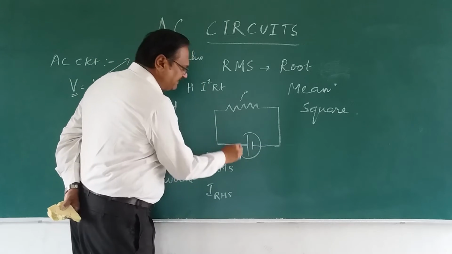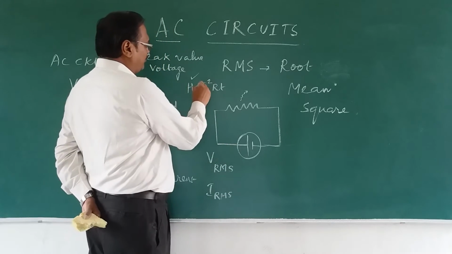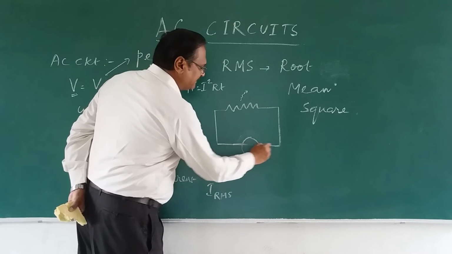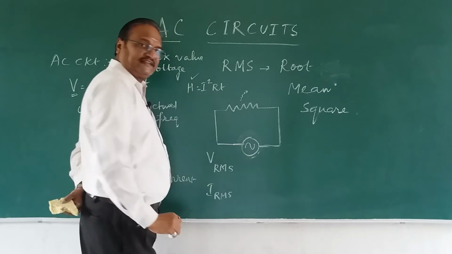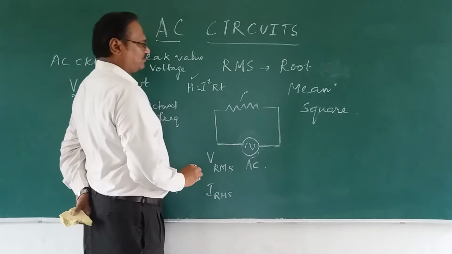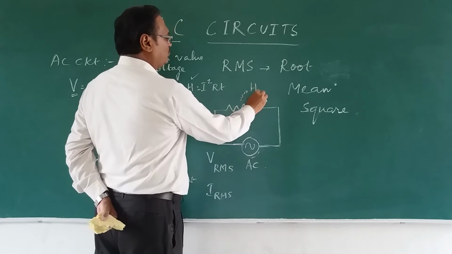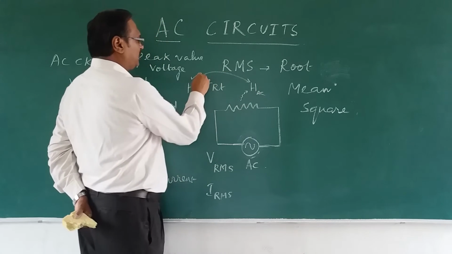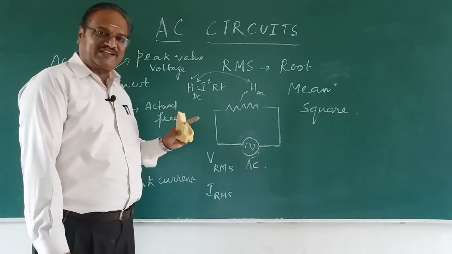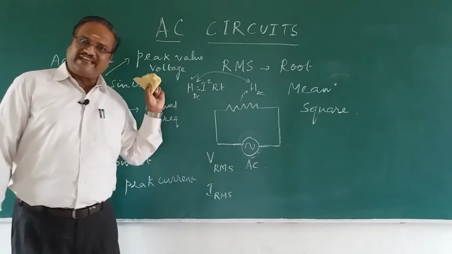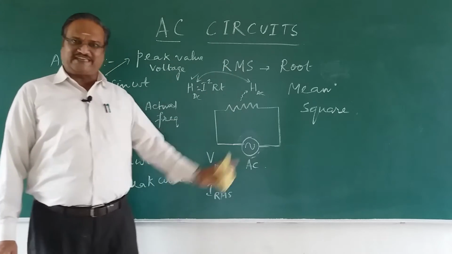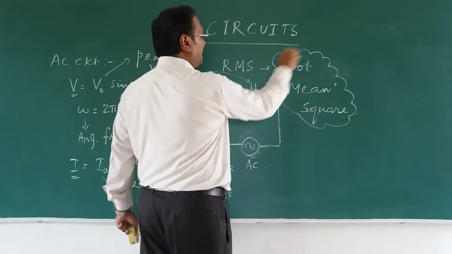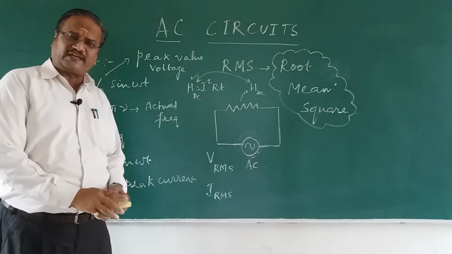I supply a DC current and I check what is the heat produced, and I remove it and I put a AC source. We draw like this, and this refers to a AC source, and I am checking what is the heat produced by the AC, and that of the DC should be equal. And that value where the heat produced by both AC current and DC current are the same is called root mean square value.